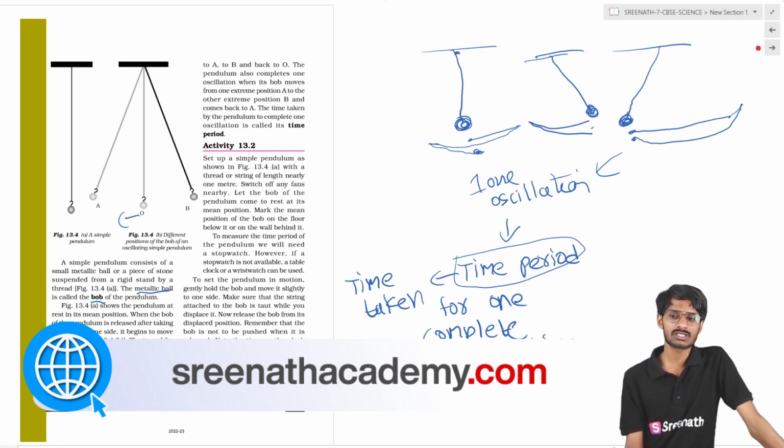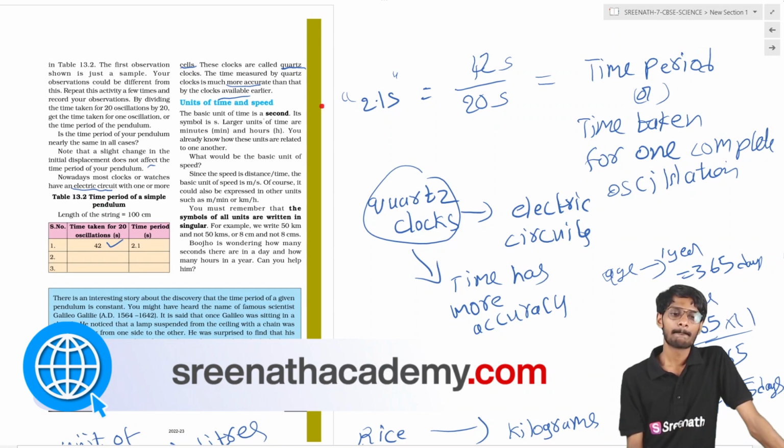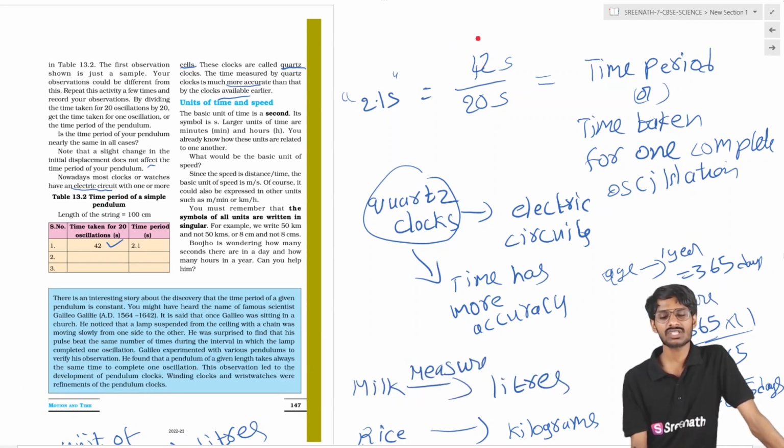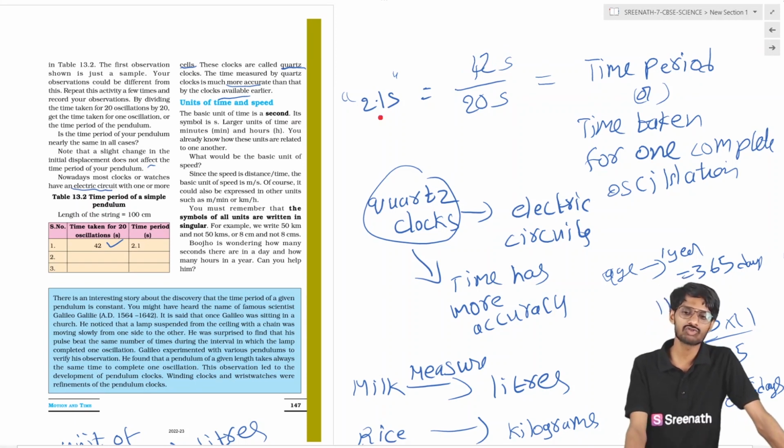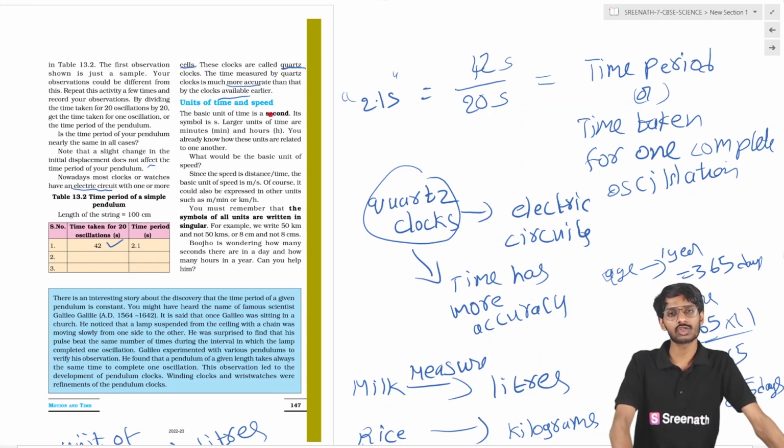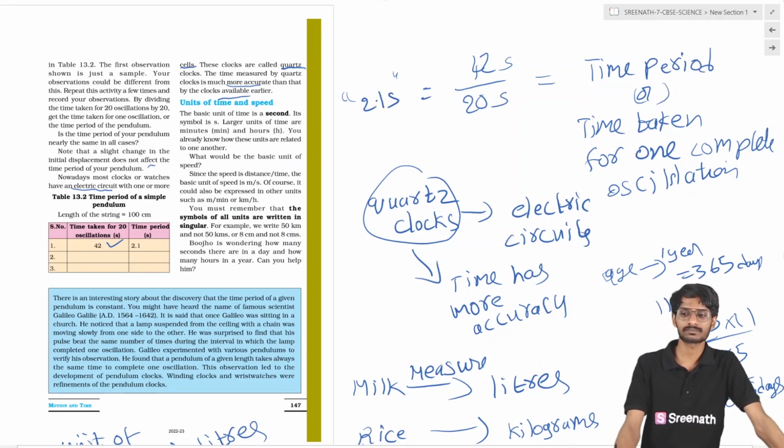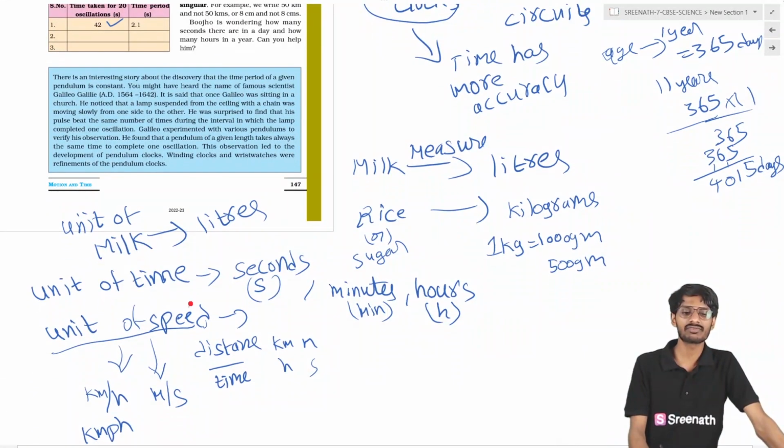Okay students, one oscillation. Next thing, by finding the time taken for 20 oscillations and dividing the time by 20 seconds, you will get the time period of a simple pendulum, students. And what are the units of time and speed? We will measure time in seconds, minutes, hours, students. We will measure the speed in kilometers per hour or meter per second, students.